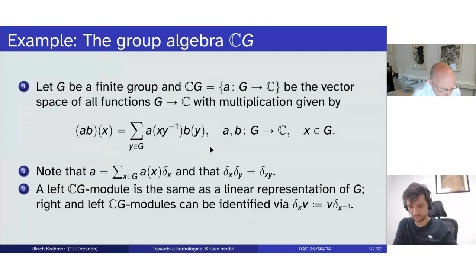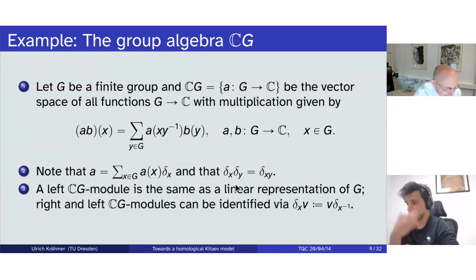This is an associative product. The unit element in this algebra is the delta function supported in the unit element of the group. And those delta functions supported in the group elements form a vector space basis of this group algebra. In other words, I can write every function a uniquely in this form here. And when I take the convolution product of two delta functions supported in x and y, I simply get the delta function supported in x times y. So this is the product of the group elements x and y.